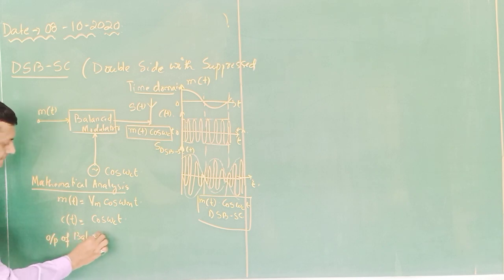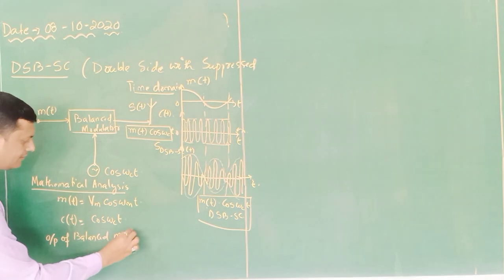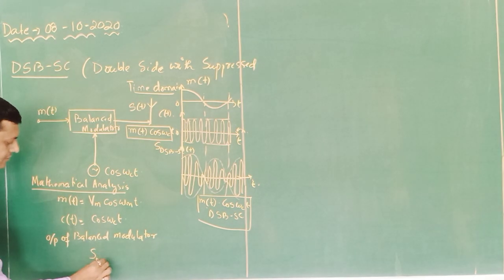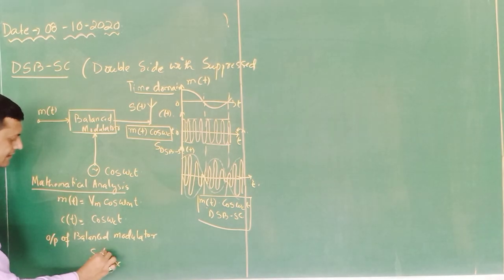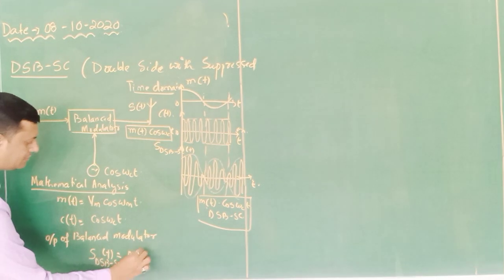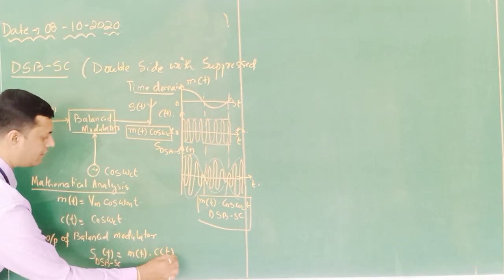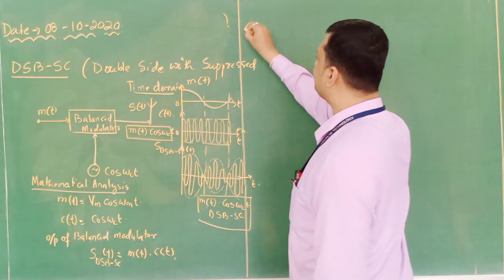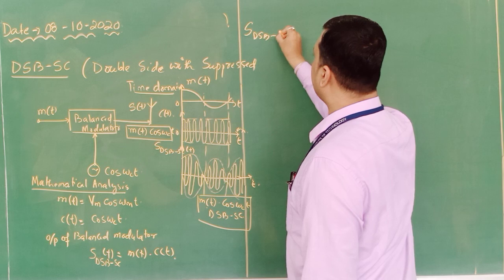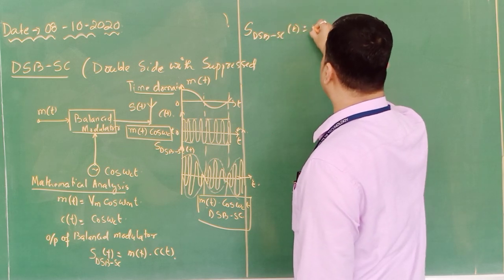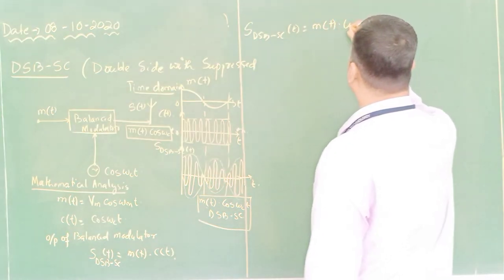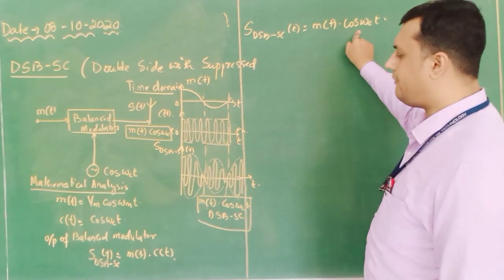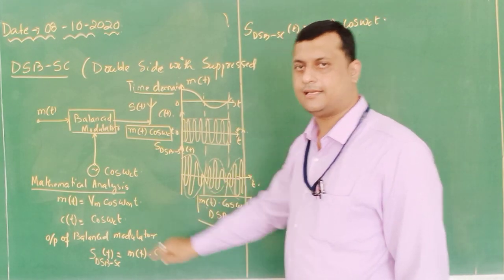So now from the output of the balanced modulator, we will get the DSB-SC signal. So S_DSB-SC of t is equal to m of t into c of t. So S_DSB-SC of t is equal to m of t cos omega ct. Okay, in place of c of t I have substituted cos omega ct.